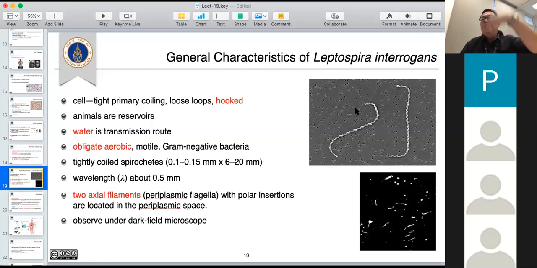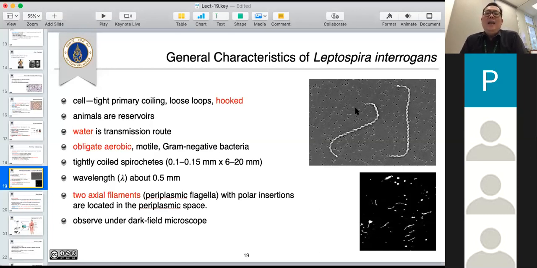When animals shed urine in a pond or river, probably a pond where the water does not move fast, and humans go to play in the water, swimming, whatever, they can get infected through soft tissue. Leptospira are obligate aerobes. They cannot grow anaerobically. They die easily. They grow slowly.